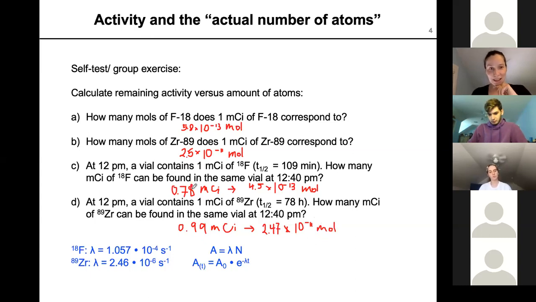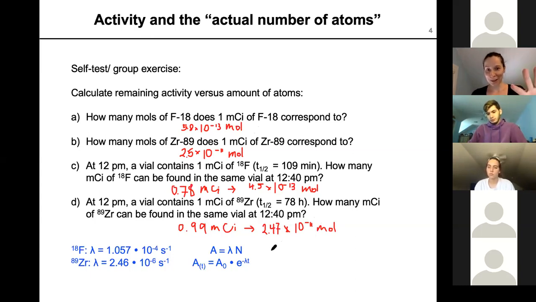So you can see that even within 40 minutes, we lose about a quarter of the number of fluorine 18 atoms. So this poses a lot of challenges to chemistry and separation chemistry and radiochemistry as we need to carry it out in order to actually either isolate or make these isotopes useful.